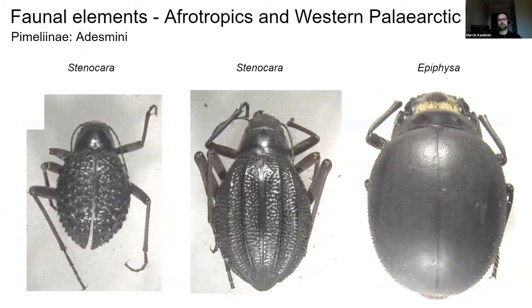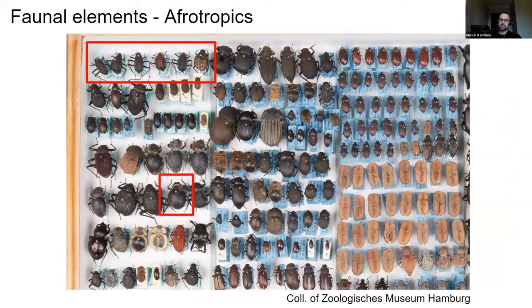Another group which is shared between the Afrotropics and Western Palearctic is Adesmiini. So within the southern African fauna, you can find such iconic beetle genera as Onymacris, Stenocara, and Epiphysa. And let's go back for a second to our drawer. So here you can see Epiphysa and some other Adesmiini.